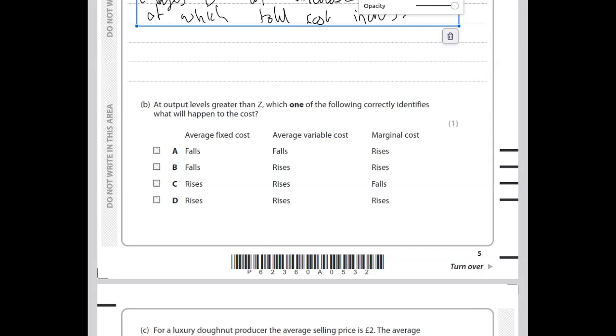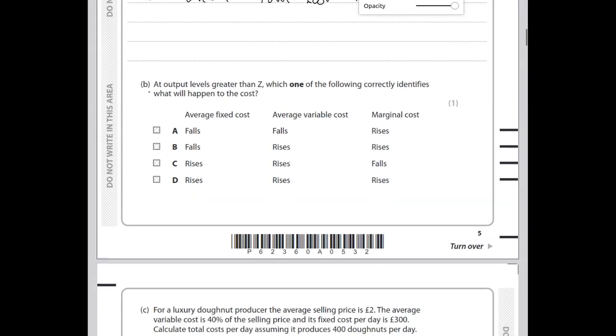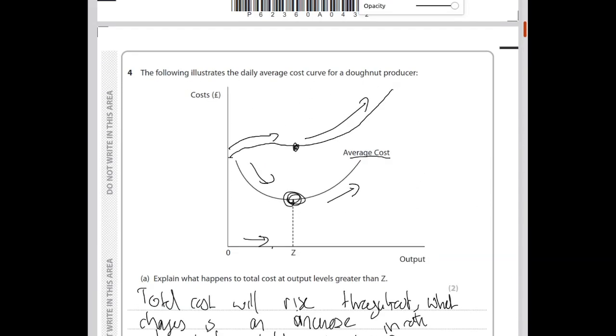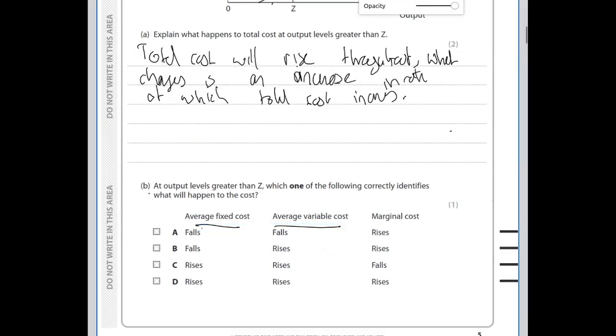4B says, at output levels greater than Z, which of the following correctly identifies what will happen to the cost? That's average fixed cost. This is average variable cost. So we've actually got a diagram that just shows average cost overall. Our average variable cost is going to be increasing. So we can rule A out. We can't rule B out. Average fixed cost is actually going to be falling over the course of all of our output increases because we're spreading that initial fixed cost further.